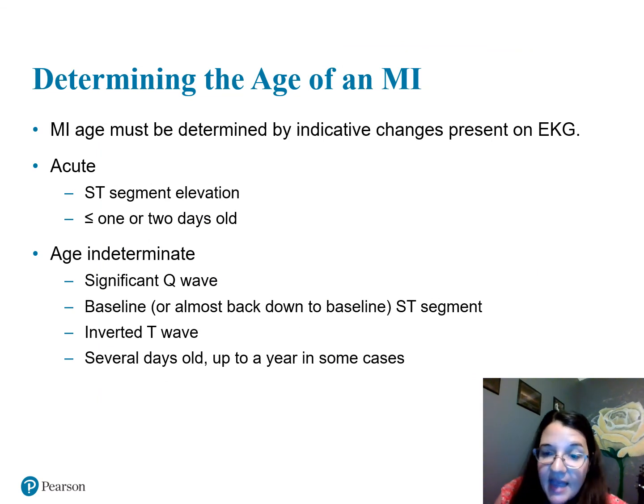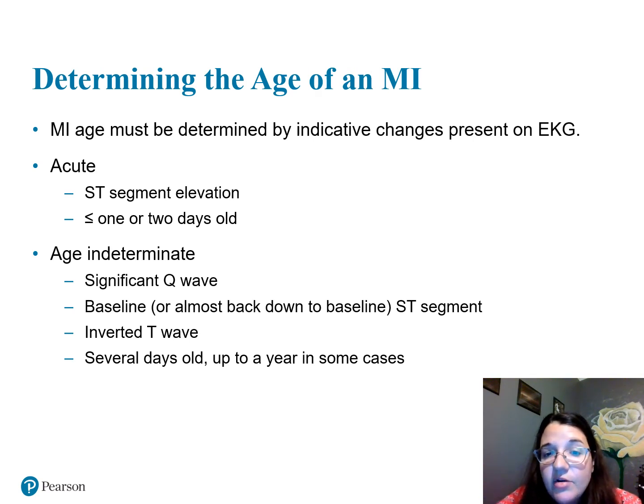And don't forget, we can have that non-STEMI. So your different ages, right? We have acute, age indeterminate. So an MI must be determined by indicated changes present on an EKG. Your acute stage is ST elevation, 1 to 2 days old. Your age indeterminate, we're going to have that significant Q.